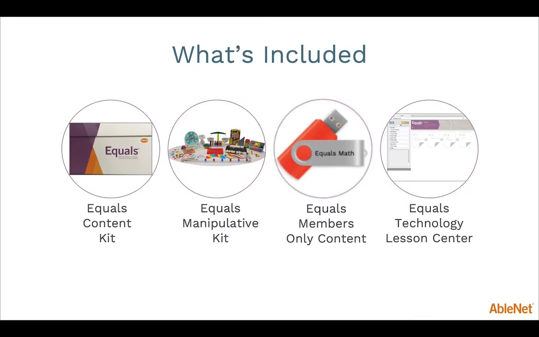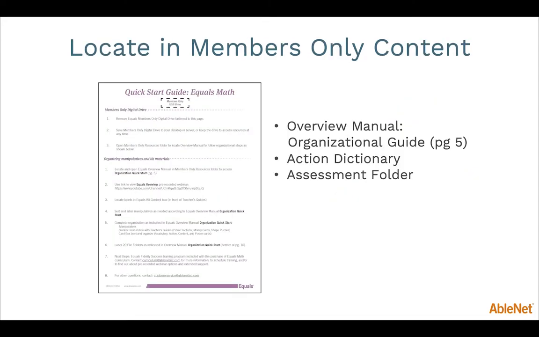As teachers begin the organizational process, it is important to know that the Equals curriculum is made up of four main components: the Curricular Kit, the Manipulative Kit, the Members-Only content, and the Equals Technology Lesson Center. The first step in the implementation process is to locate your Members-Only digital content USB drive. If you have not done so, please refer to the Quick Start Guide that is located within your shipped Content Kit box, as the USB drive will be attached.